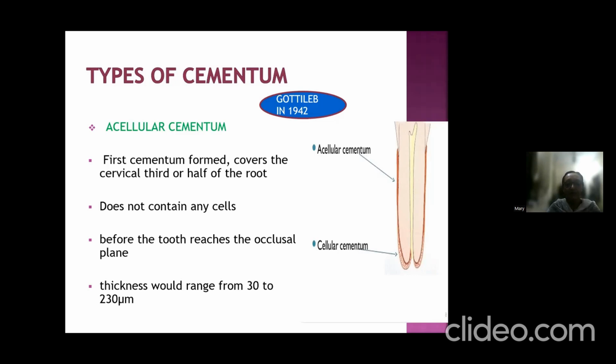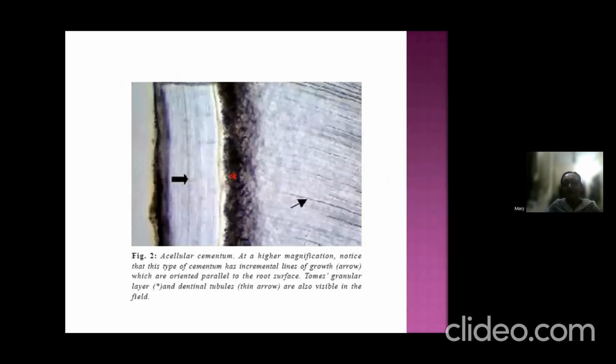Before the tooth reaches the occlusal plane, this cementum gets deposited, and the thickness usually ranges from 30 to 230 microns. This is a picture where we can see the acellular cementum at a higher magnification, with incremental lines marked by the thick arrow, and the thin arrow indicates the dentinal tubules, and in between the two layers you can see the Tomes granular layer marked by the red asterisk.